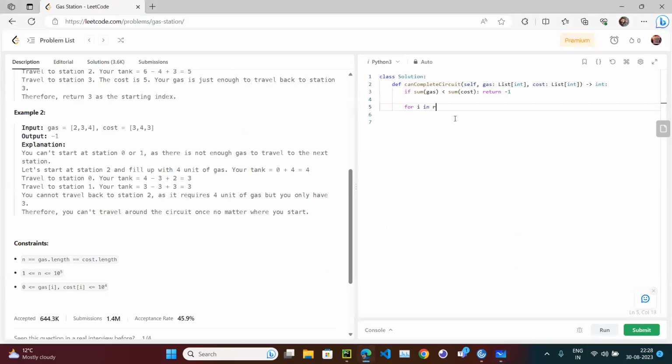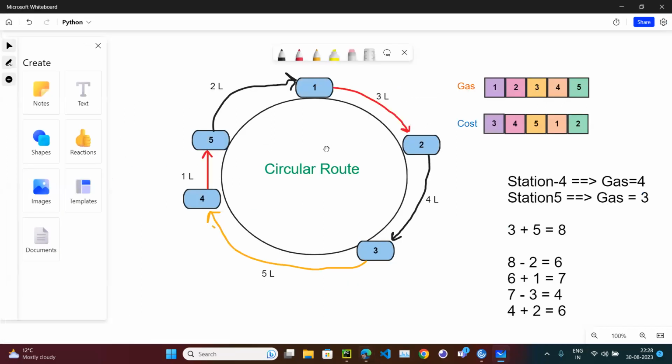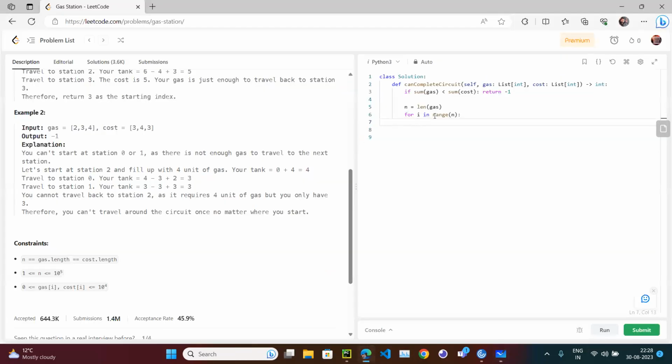So for i in range of the length of gas. Basically we are going to run a loop, because we need to run a loop. Okay, fine. Now, what do we need to find? We need to find the starting point. Let's take the initial starting point as 0, and initially our tank is also 0.